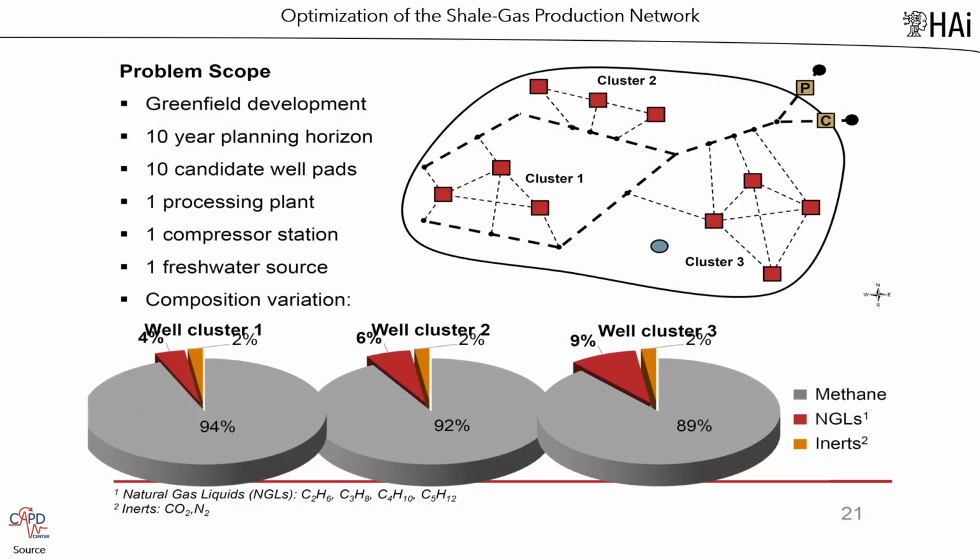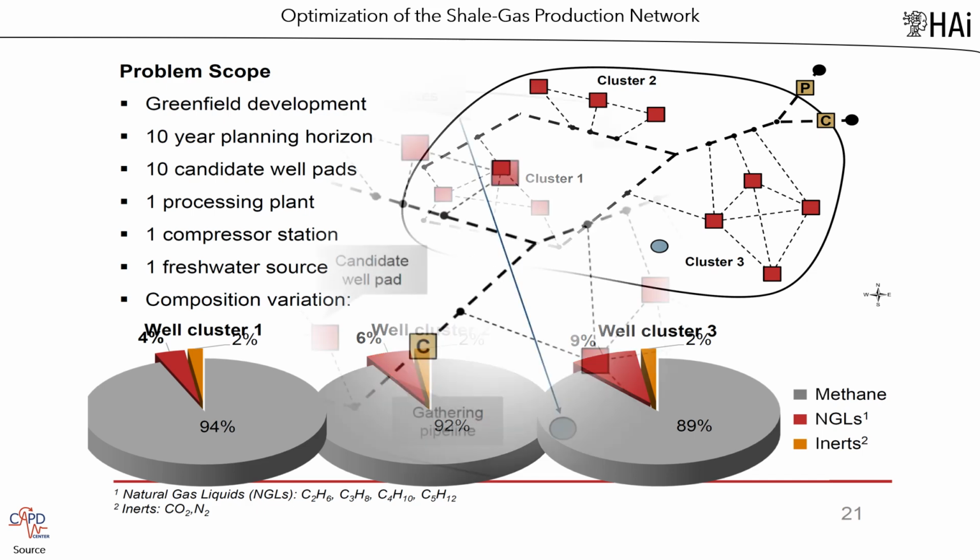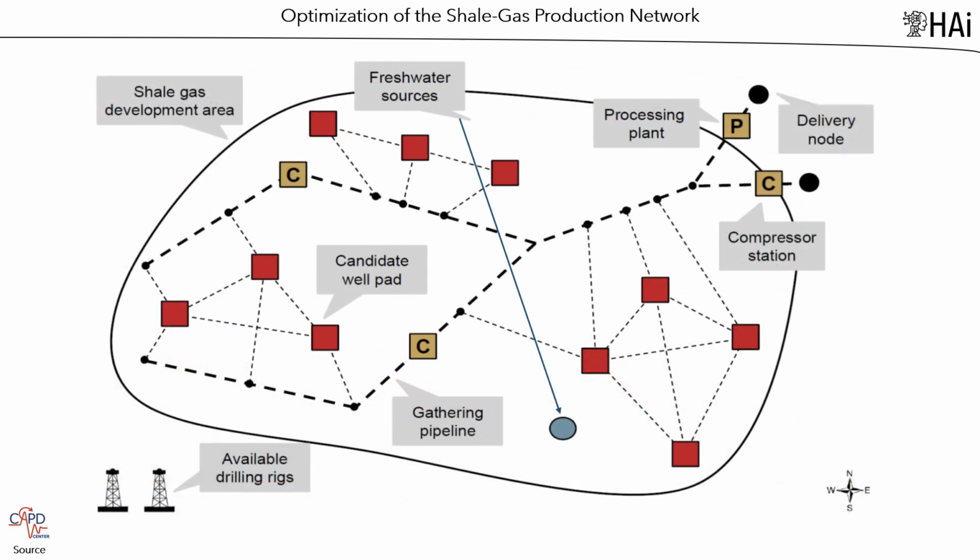Below, a realistic case of shale gas production network optimization is presented. The problem scope: greenfield development, 10-year planning horizon, 10 candidate well pads, 1 processing plant, 1 compressor station, 1 freshwater source. Composition variation is presented in 3 clusters, based on the distribution of the following gases: methane, NGL, and inert gases. A well pad is a location which houses the wellheads for several horizontally drilled wells.